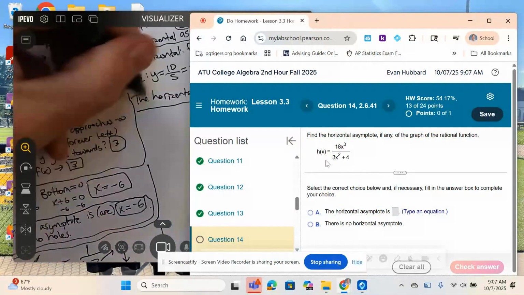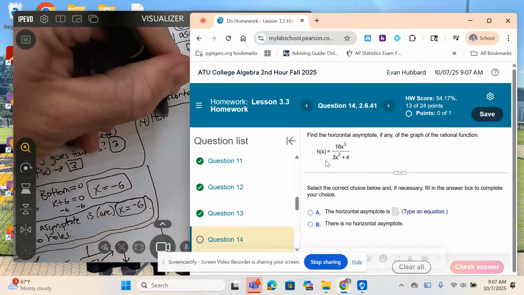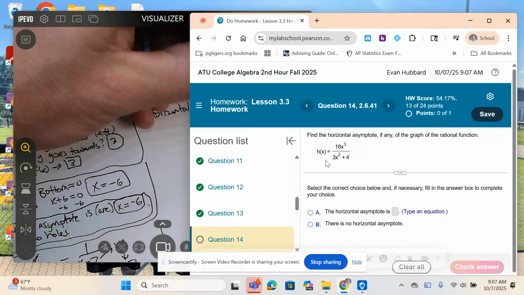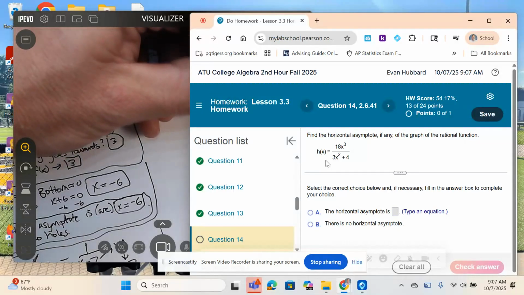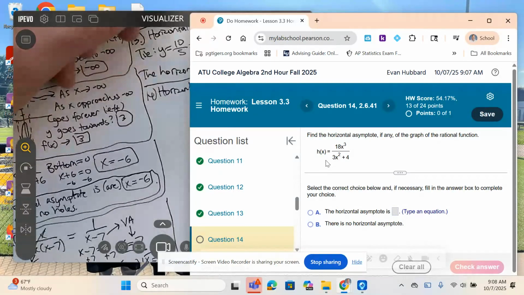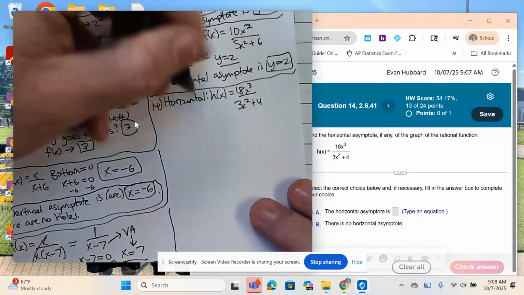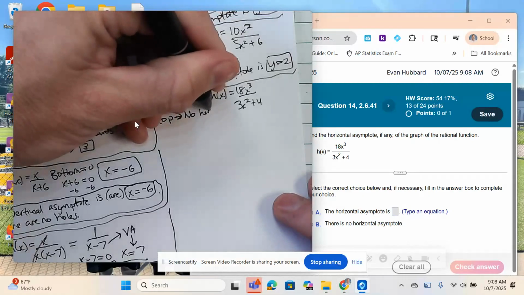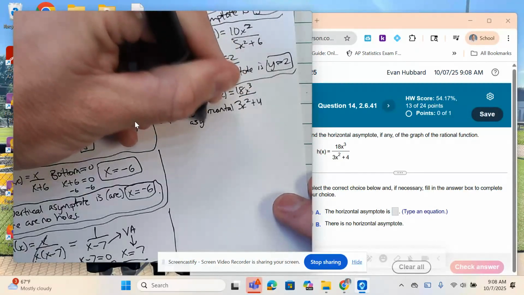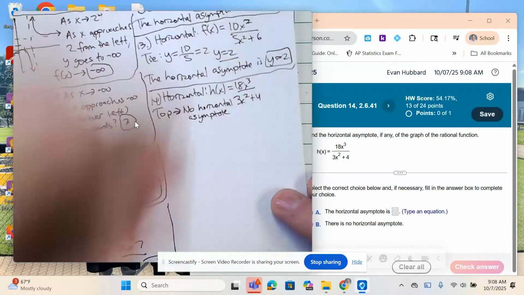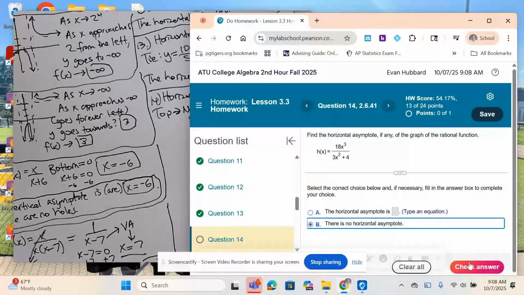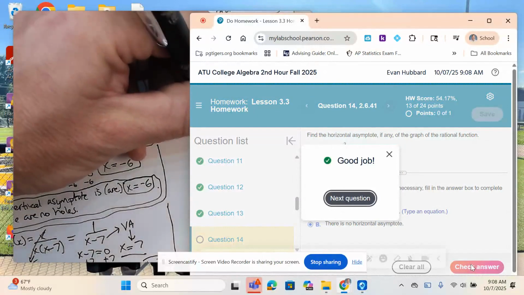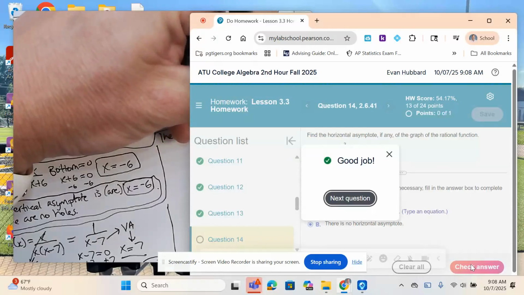All right. 14, we have a horizontal. We've got h of x equals 18x cubed divided by 3x squared plus 4. Which one's got a higher power this time, top or bottom, or is it a tie? The top. When the top has a higher power, there's no horizontal asymptote. So there is no horizontal asymptote.